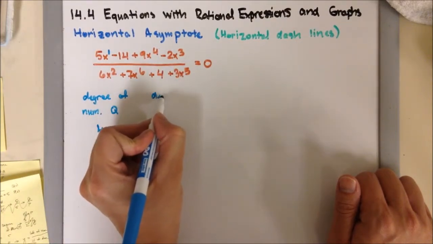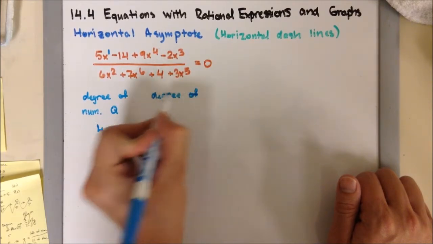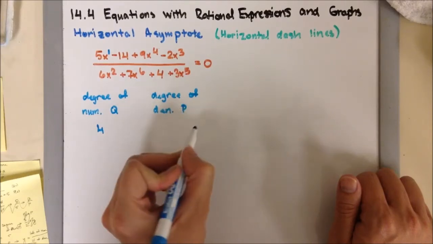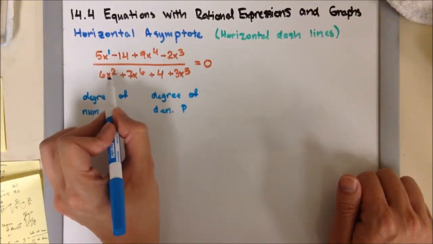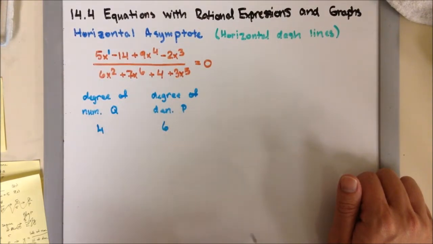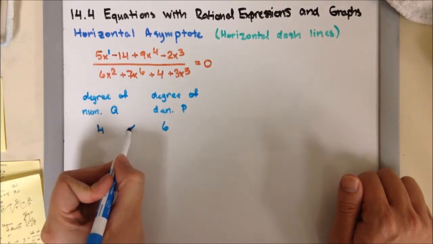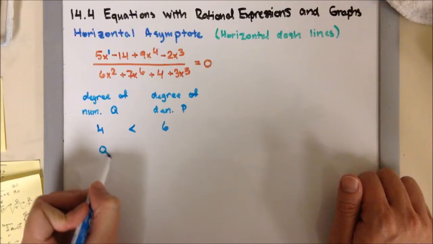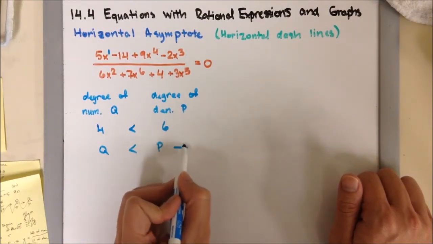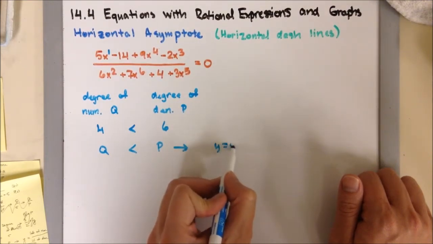Then degree of denominator, which is P, based on my exponent, which is 2, 6, and 5. 6 is the highest, so I'm going to put right here 6. So 4 is less than 6. So therefore Q is less than P. So therefore my horizontal asymptote is y equal to 0.